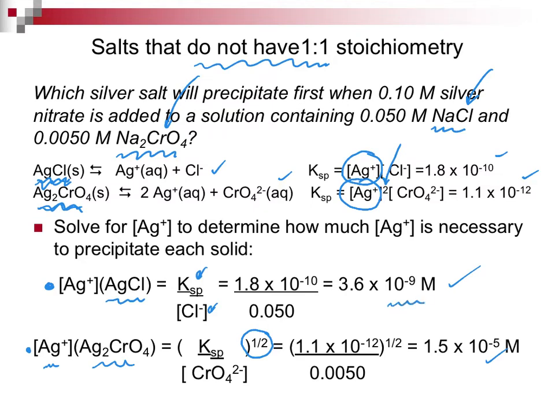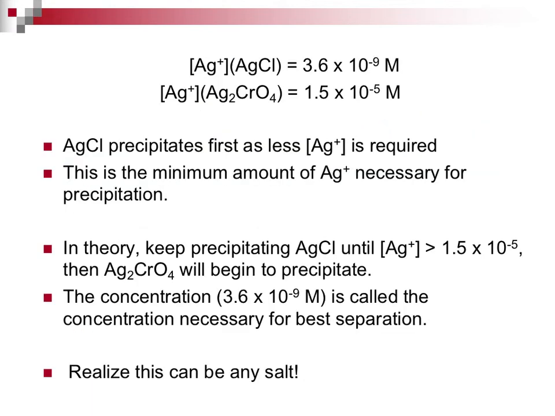I'm continuing this on the next slide, but notice for silver chloride 10 to the minus 9, for silver chromate 10 to the minus 5. And that's what's sitting at the top of this slide. We are going to precipitate silver chloride first because less Ag+ is required, 10 to the minus 9 molar. This is also called the minimum amount of silver cation necessary for precipitation. Now, in theory, we will keep precipitating our silver chloride until the silver concentration is greater than 1.5 times 10 to the minus 5, then silver chromate is going to begin to precipitate.